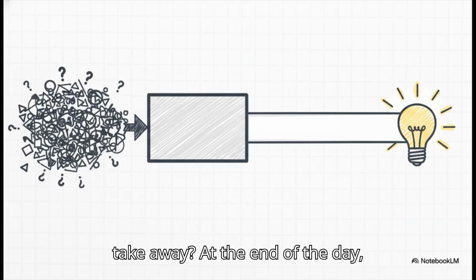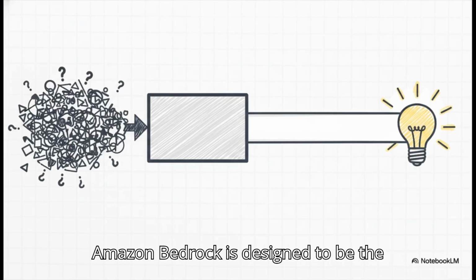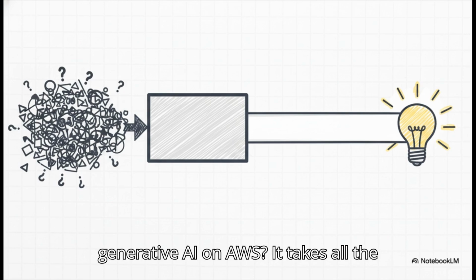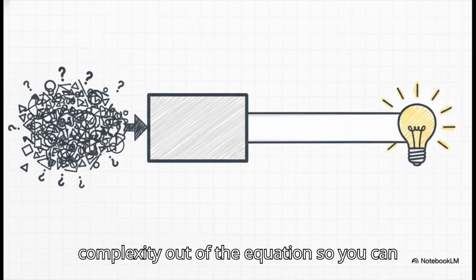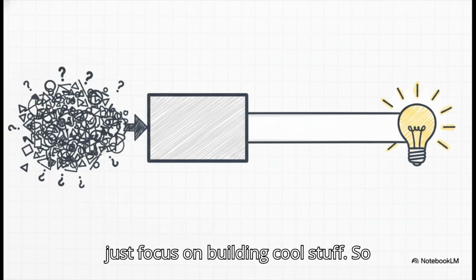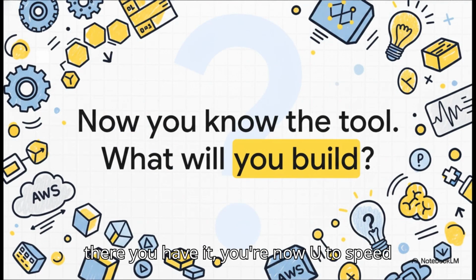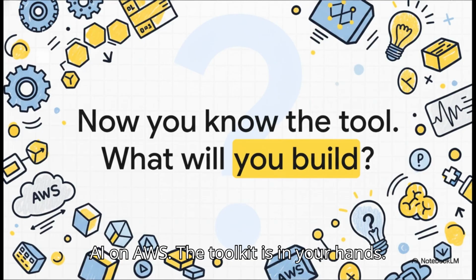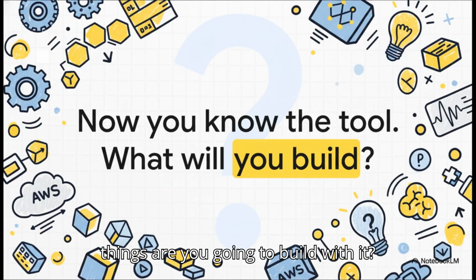So, what's the big takeaway? At the end of the day, Amazon Bedrock is designed to be the single service you need to build with generative AI on AWS. It takes all the complexity out of the equation so you can just focus on building cool stuff. So, there you have it. You're now up to speed on the essential tool for building Gen AI on AWS. The toolkit is in your hands. The only question left is, what amazing things are you going to build with it?